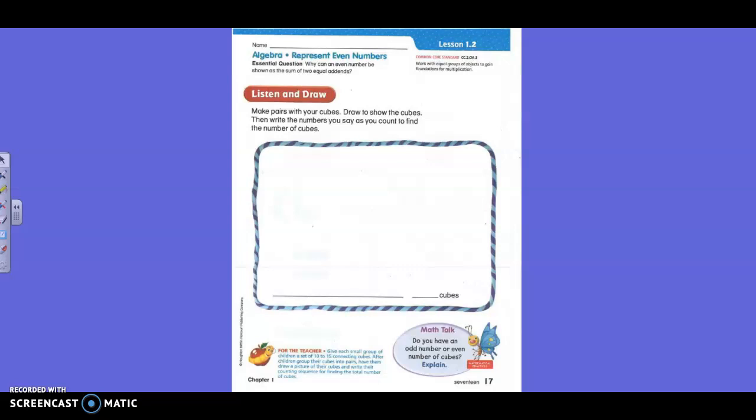Okay, boys and girls, today in math, you are going to write equations with equal addends to represent even numbers. Okay? So, I gave you cubes. I want you to put your cubes on your paper showing pairs, but I'm going to have you do it for the number 14. Okay, so show me 14 on your paper with your cubes.